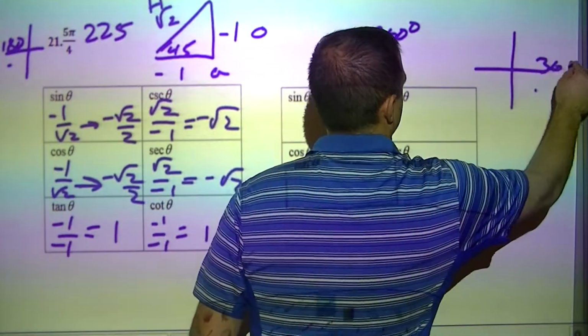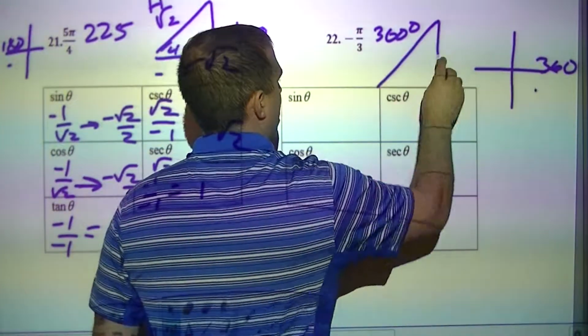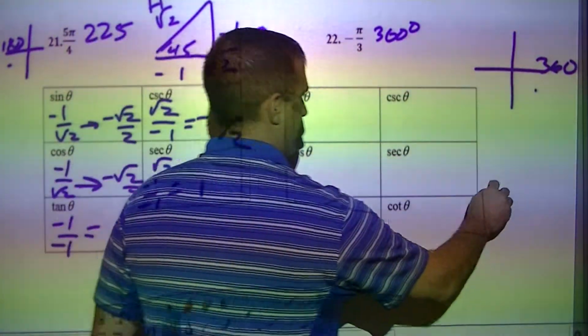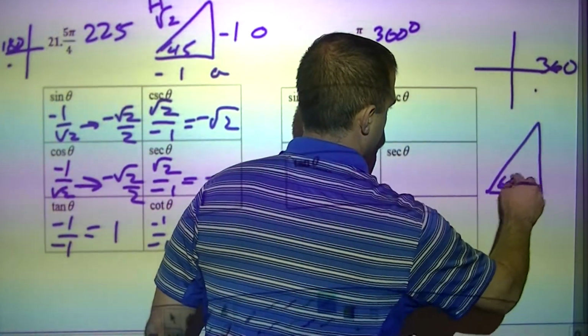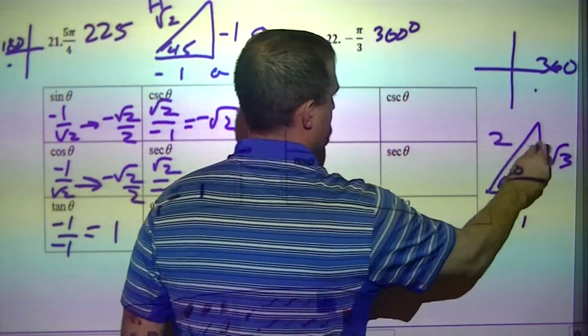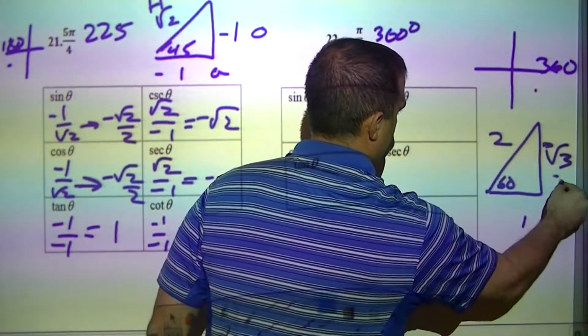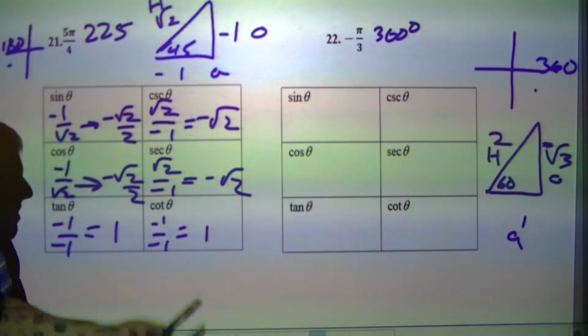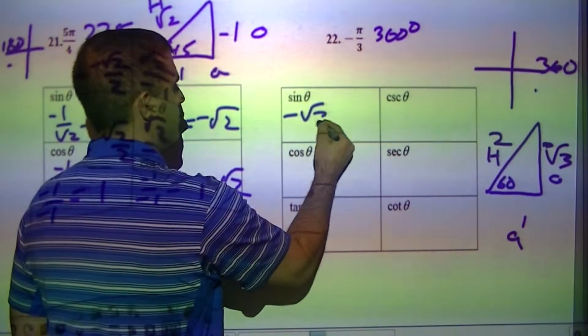I'm going to subtract from 360 to figure out that I have a 60-degree triangle here. All right? So I have a 60-degree triangle. So that's square root of 3, 1 and 2. Down in this quadrant, the y is negative, or the o. Okay? So then my sine is negative square root of 3 over 2.